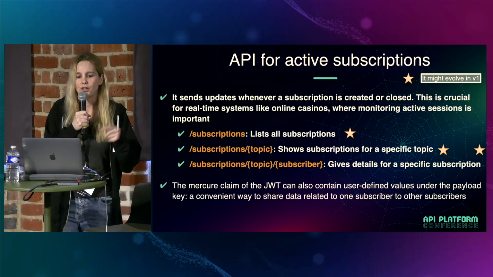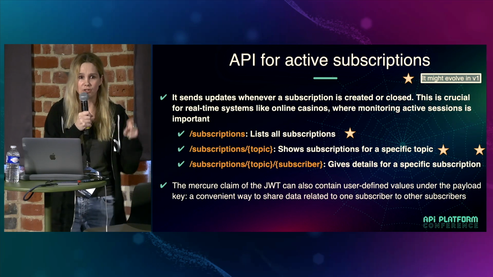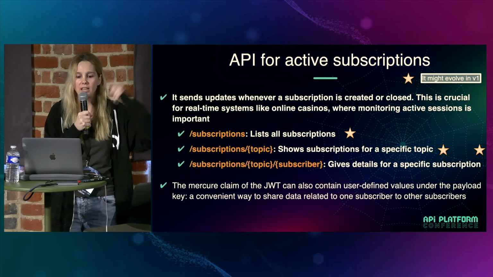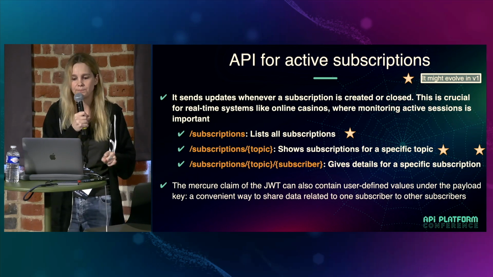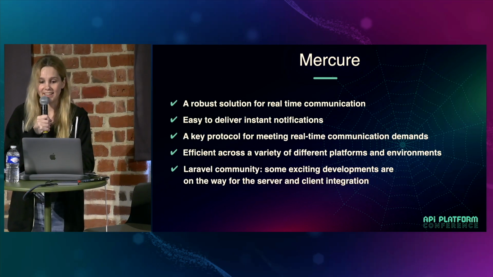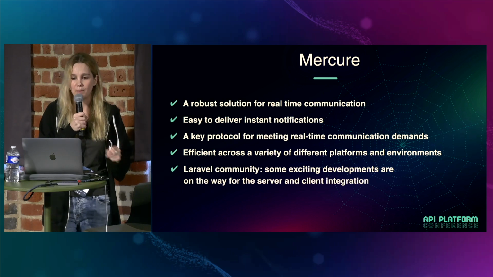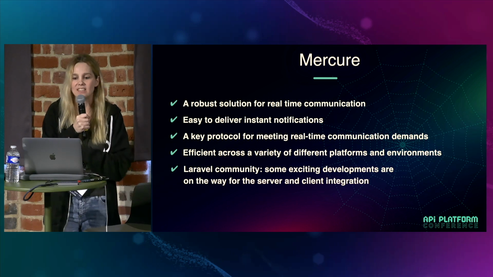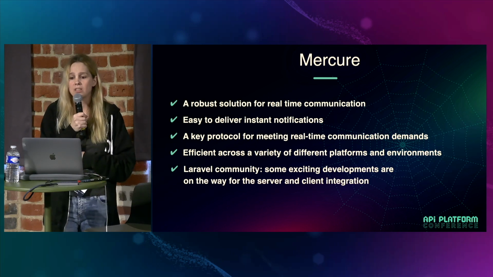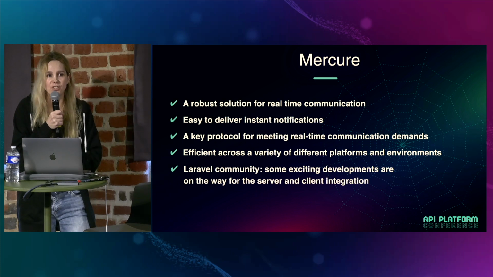Also, the Mercure claim, or the JWT, can also contain user-defined values under the payload key. So you have subscribe, publish, and payload. It's a convenient way to share data related to one subscriber with other subscribers. So that's it, I guess. Mercure provides a very robust solution for real-time communication. It's very easy to handle scalable updates and deliver instant notifications. So it's ideal for dynamic applications. It's a key protocol for meeting modern real-time communication demands.